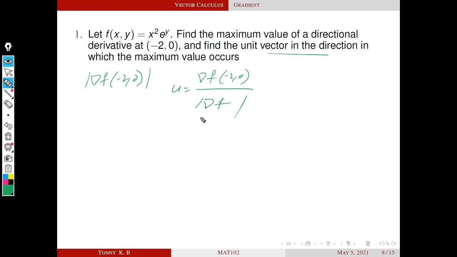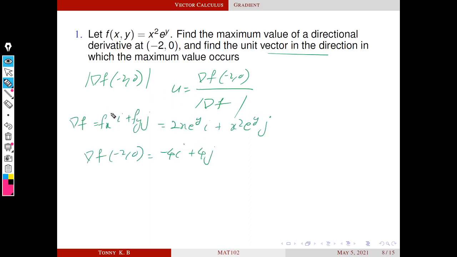So we know that del f is equal to f_x i plus f_y j, where f_x and f_y are the partial derivatives. You simply differentiate this with respect to x. This is 2x e raised to y, so this is 2x e^y i plus, and we differentiate with respect to y. This is same as x squared e^y, so x squared e^y j. And we have to compute del f at a particular point. So del f at the point (-2, 0): you simply replace x by -2 and y by 0. Then we get -4i plus 4j.